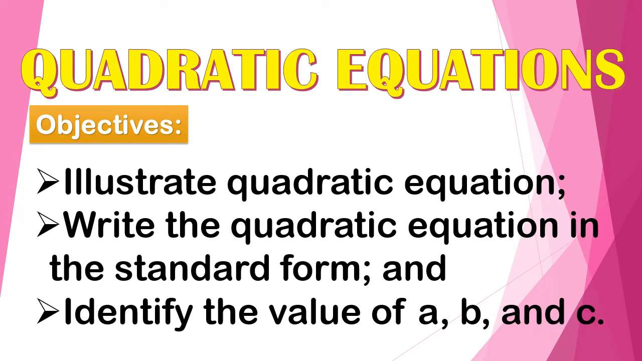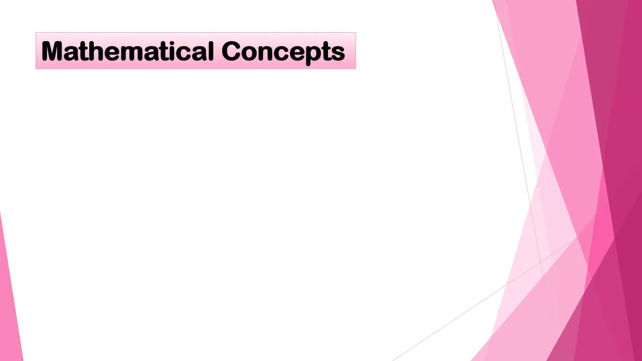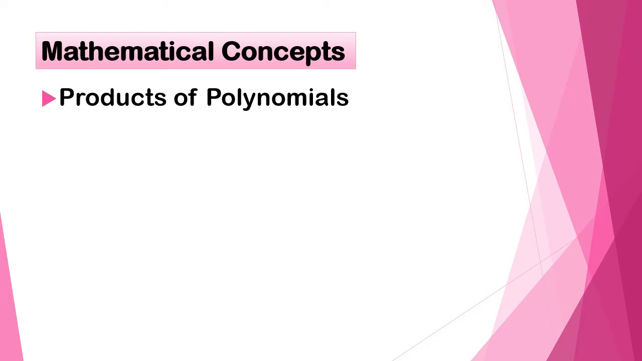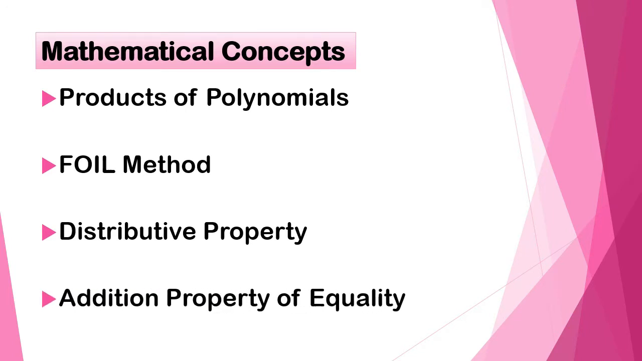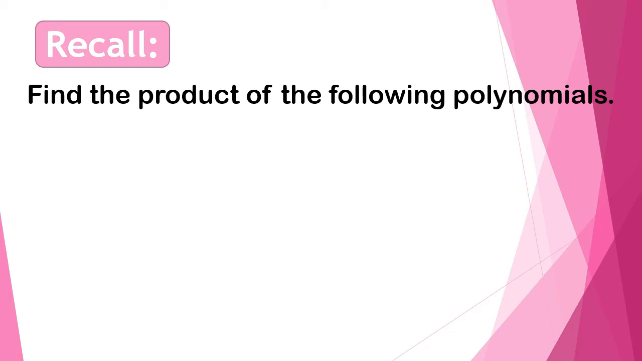But before we discuss our lesson for today, let's identify the mathematical concepts. First is the product of polynomials. Second is the FOIL method, which is very applicable when we are multiplying a binomial to a binomial. Then the distributive property, and last is the addition property of equality. So here are the mathematical concepts that we need to consider when we are multiplying quadratic equations. For you to understand the use of these mathematical concepts, let's find the product of the following polynomials.